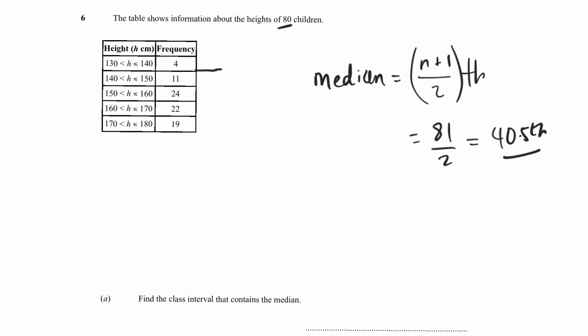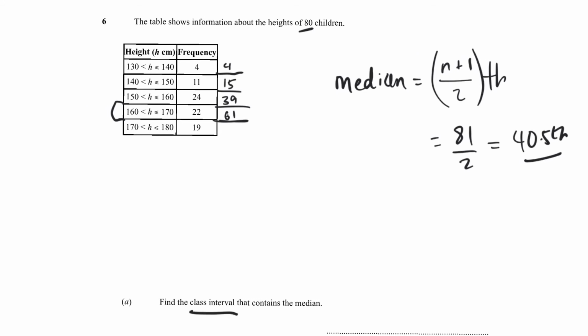So it's definitely not the first one because that's 4, that's 15, that's 39. But this one is 61, so it is definitely somewhere in here because we know the 40.5th number is somewhere within this range. So in terms of writing out the actual answer, I want you to write down the class interval. Remember, this column is our class interval. So you're literally just going to write 160 is less than h, which is less than or equal to 170. That's all you need to write as your final answer. You don't need to write anything else.